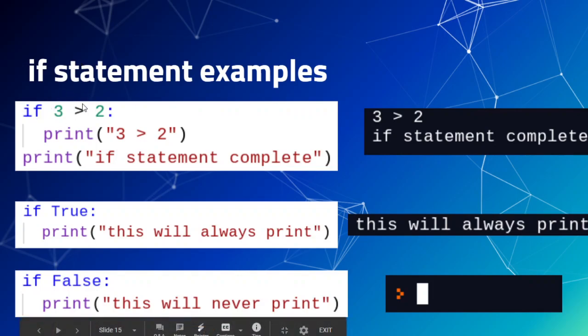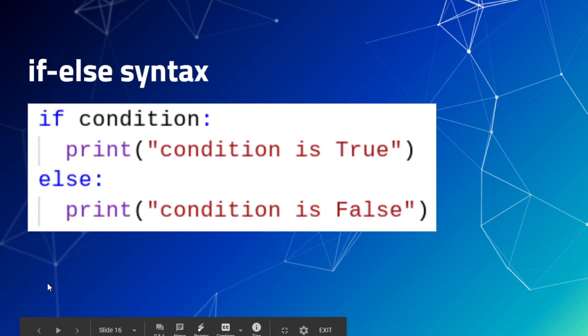So here we see a condition that evaluates to true, and since it's evaluated to true, we do whatever's in the indentation. Here, we literally tell Python it's true. Here, we tell Python it's false, and it doesn't do whatever is inside here. All right.